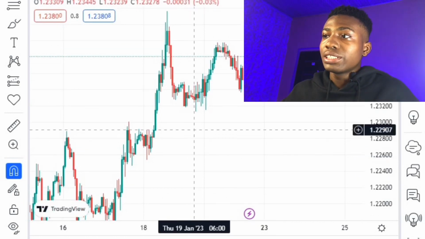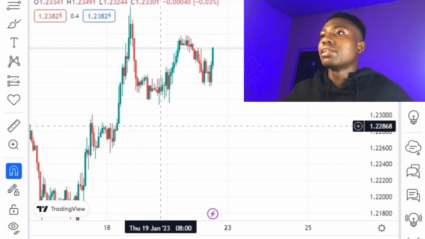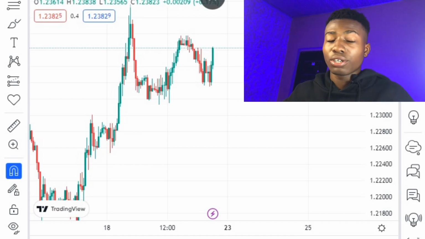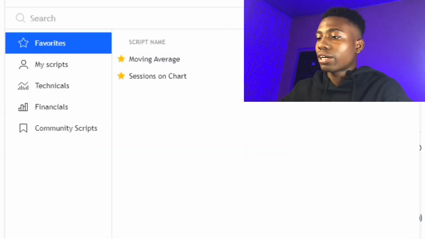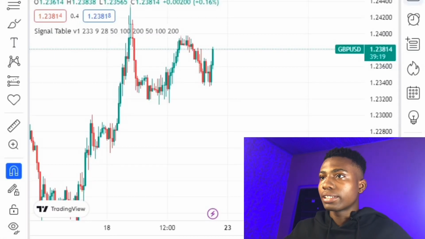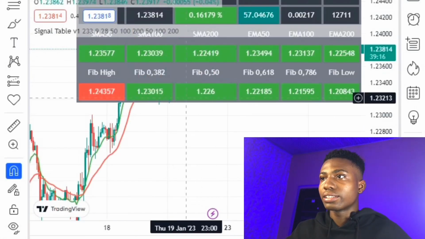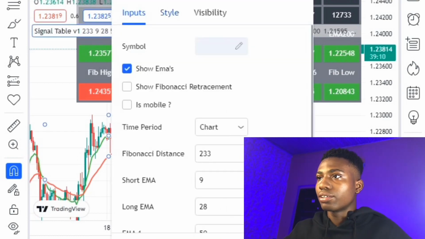For this you'll be needing TradingView, so you can go ahead and download TradingView on the mobile app, on the Play Store, on the App Store. What you want to do right here is go to the indicator part of TradingView, and search for signal table. And yes, we've already seen it right here: signal table, auto fib, SMA, EMA, RSI. Just go ahead and tap that in. Once you've tapped that in, it comes with something like this. Now go to the settings right here, and go to the style, which is this style.